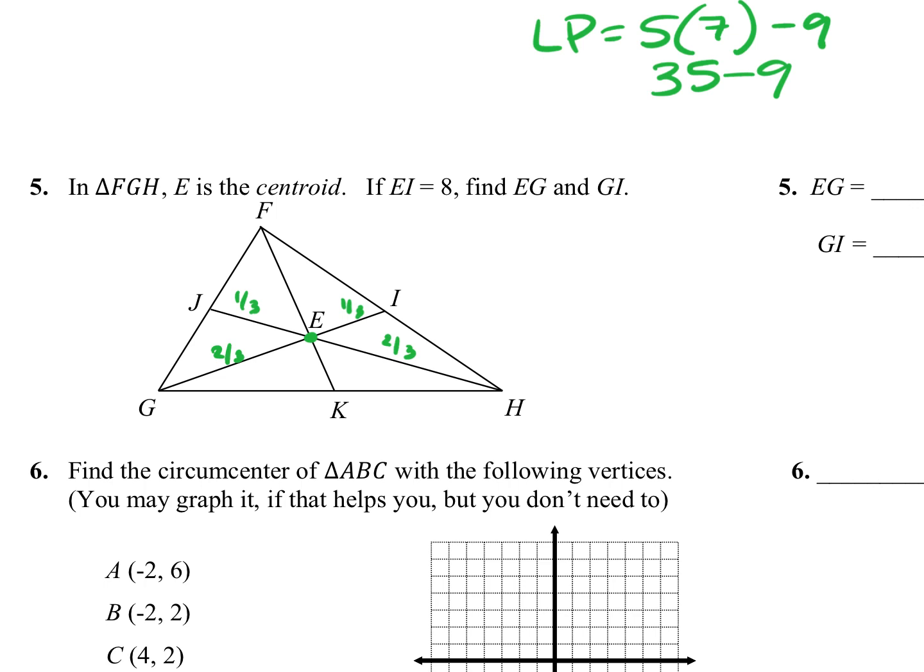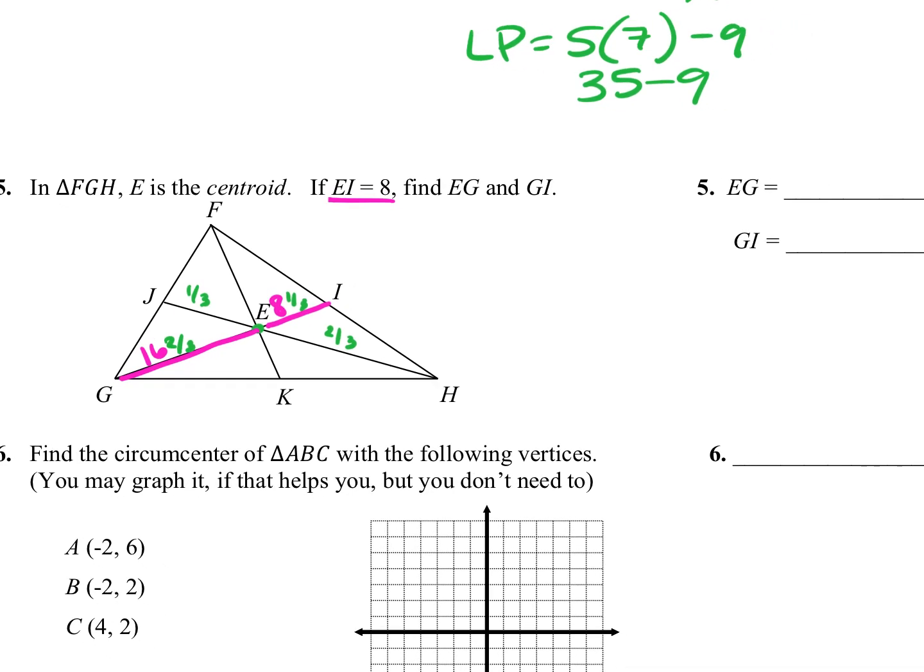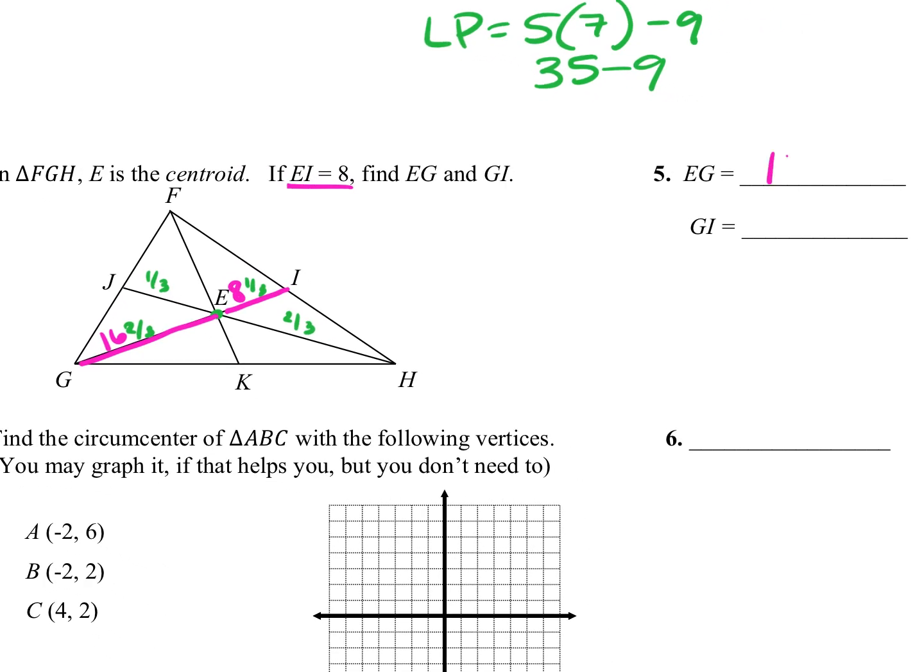So what it says is if EI is 8, so if this length right here is 8, that is 1/3 of GI. So if that is 8, then 2/3 of GI is going to be doubling it, right? 16. So EG would have to be a length of 16. And then GI, that whole thing, would just be 16 plus 8. Add those two pieces together. So that's going to be 24.